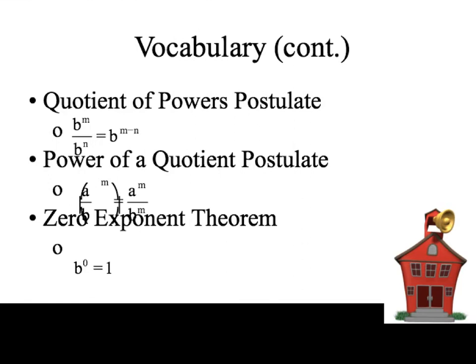When dividing two powers that have the same base, we subtract their exponents. So b to the m divided by b to the n will equal b to the m minus n.